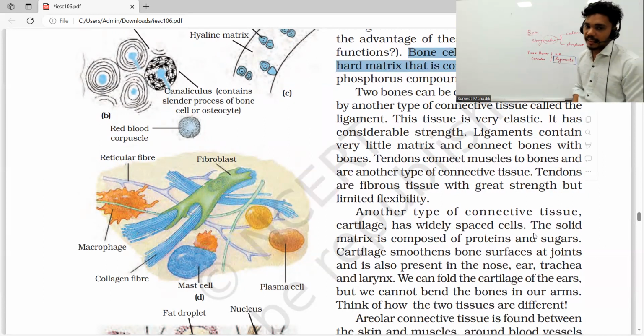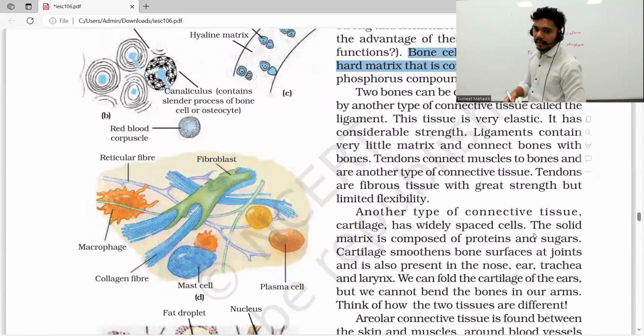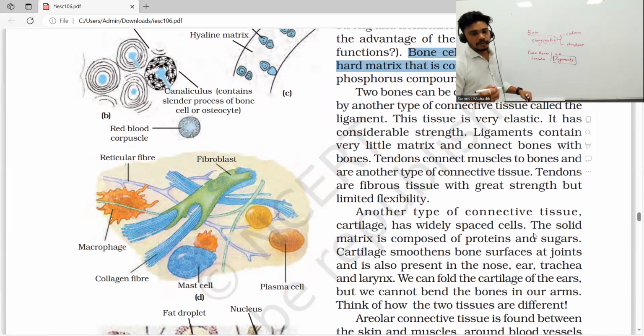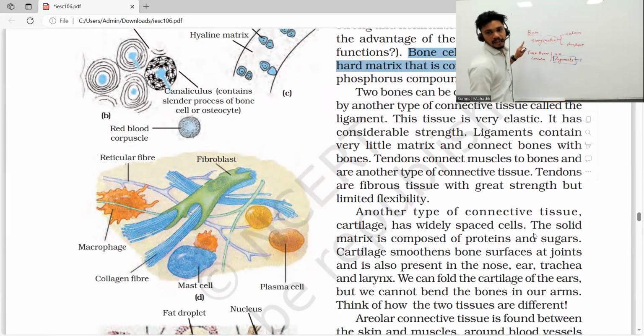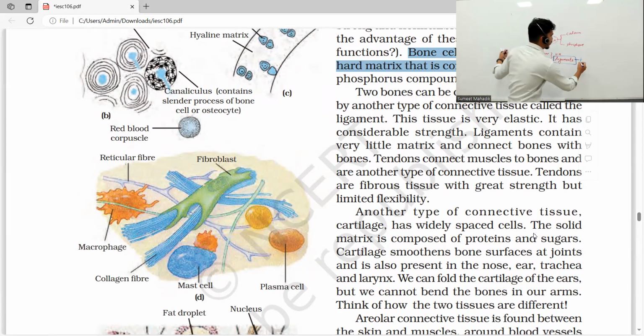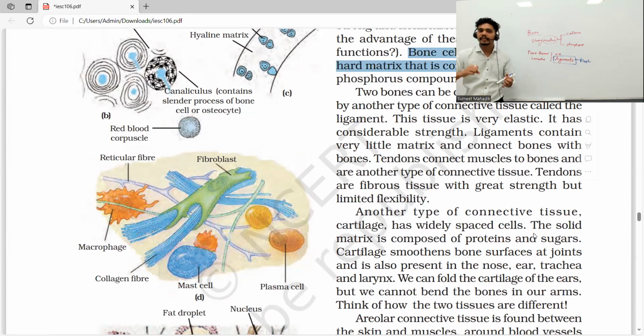This tissue is very elastic. It has considerable strength. Ligaments contain very little matrix and connect bone with bone. So we can say that ligaments are flexible, or rather elastic. Why elastic? Look here, this bone and this bone are joined with the ligaments. If it is not smooth or elastic, we can't move it properly. Otherwise, bone and bone friction will be there, and a lot of pain. But it is not there right now because of ligaments.